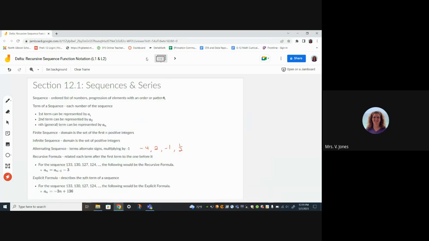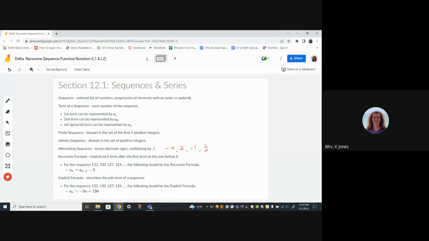For notes on this. Let's get rid of some of this. All right, so for these notes, we're not going to need all of them for the Delta quiz that we're doing today.